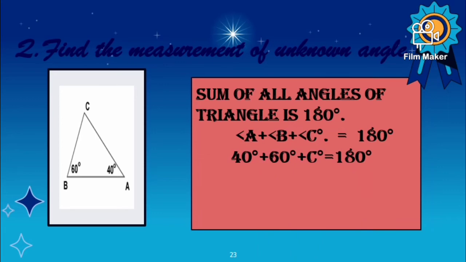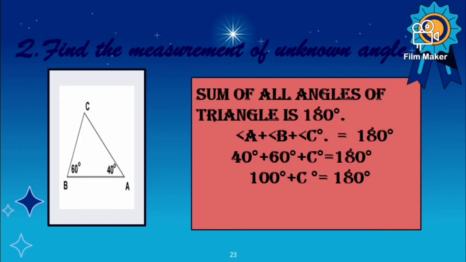And in this figure we have angle A 40 degree and angle B 60 degree, and we don't know the measurement of angle C, but the sum of all three angles is 180 degree. So how we will find it? We will add the two given angles. 60 plus 40 is equal to 100 degree. 100 degree plus C is equal to 180 degree.